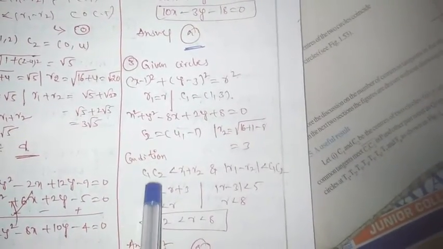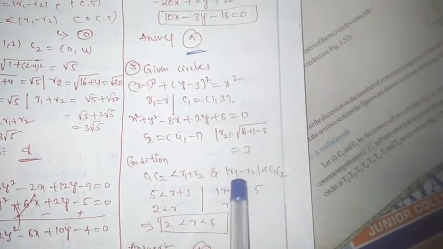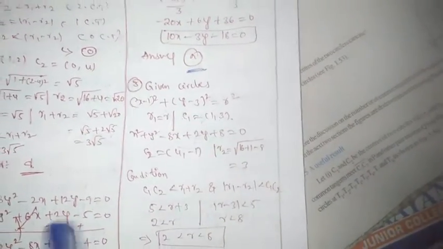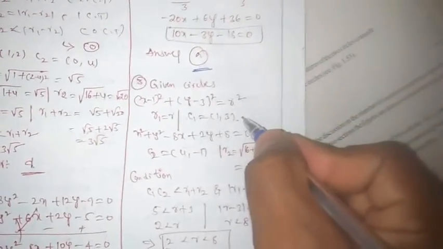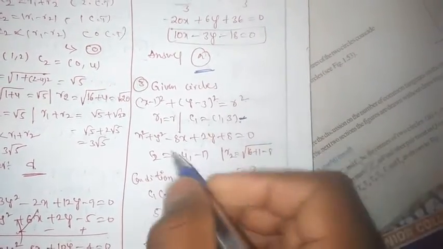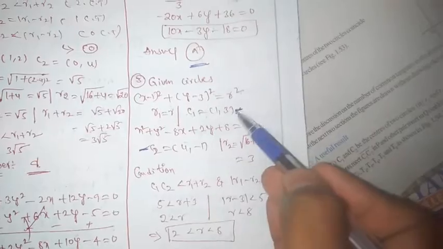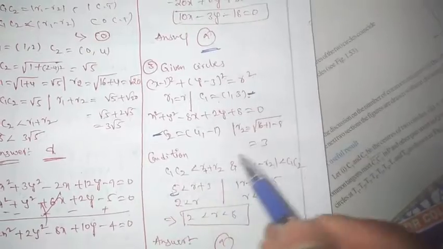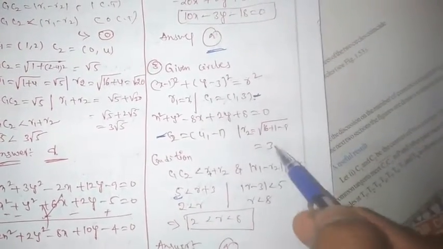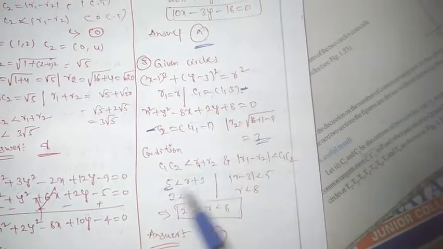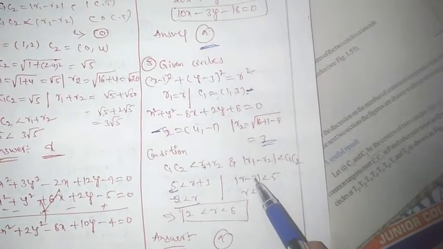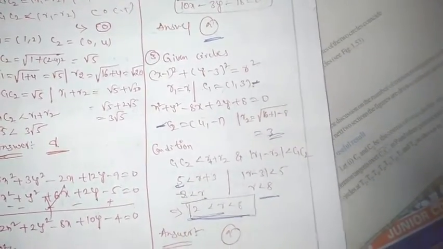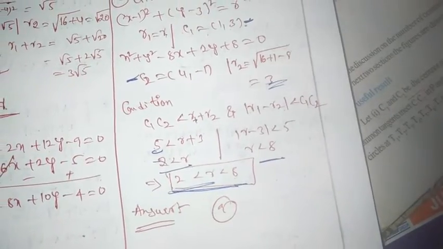The required condition is C1C2 is less than R1 plus R2 and the modulus of R1 minus R2 is less than C1C2. The distance between these two centers we get is 5, R1 is r since we don't know it, and R2 is 3. Substituting, 5 minus 3 is 2, which is less than r, and 5 plus 3 makes r less than 8. So the required condition is 2 < r < 8.